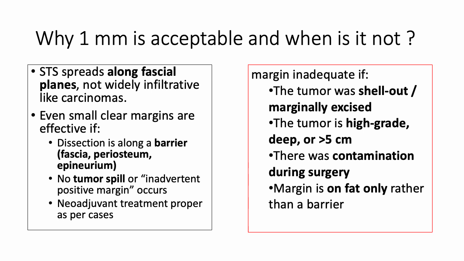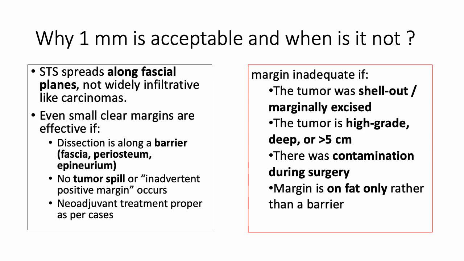So why is 1 mm acceptable and when is it not? We can say soft tissue sarcoma spreads along the fascial planes. It is not widely infiltrative like other carcinomas or epithelial derived tumors, and even small clear margins are effective if the dissection is carried along the barrier. As I talked about, the fascia, periosteum or epineurium are the anatomical barriers. If the dissection is carefully carried around them, a 1 mm margin is acceptable.